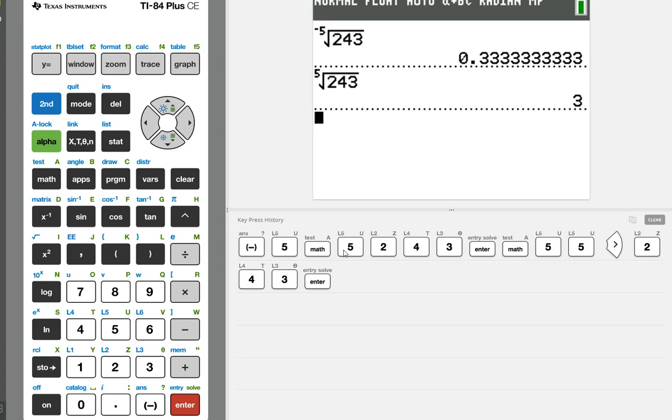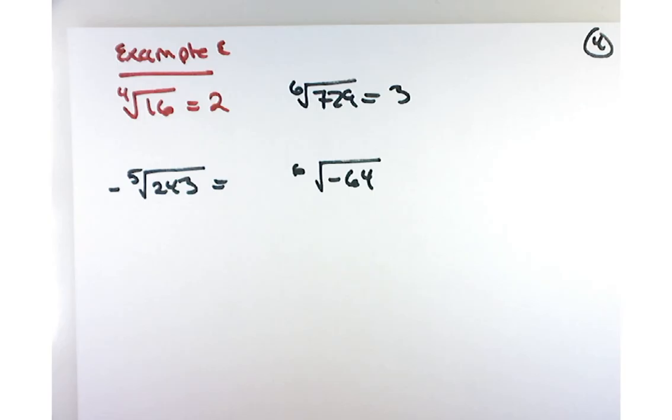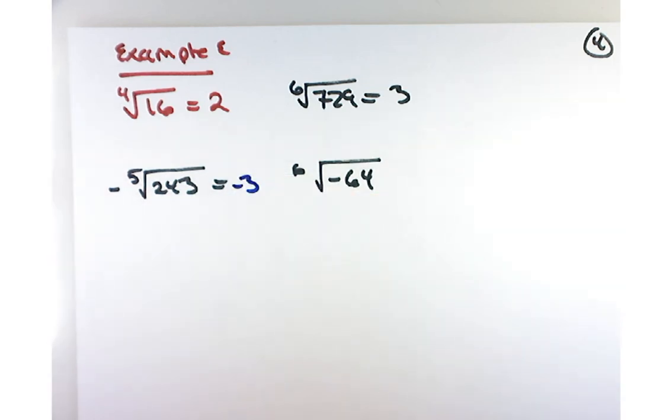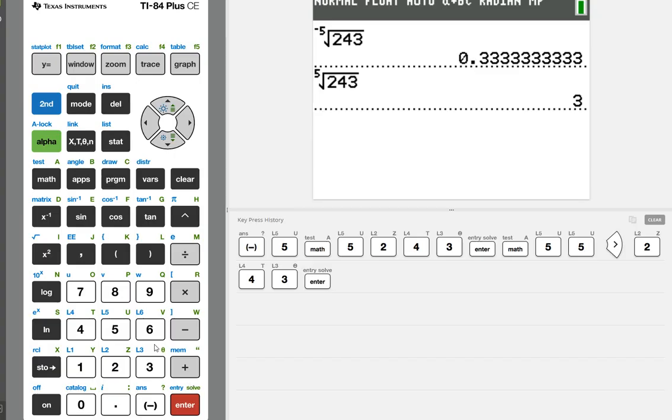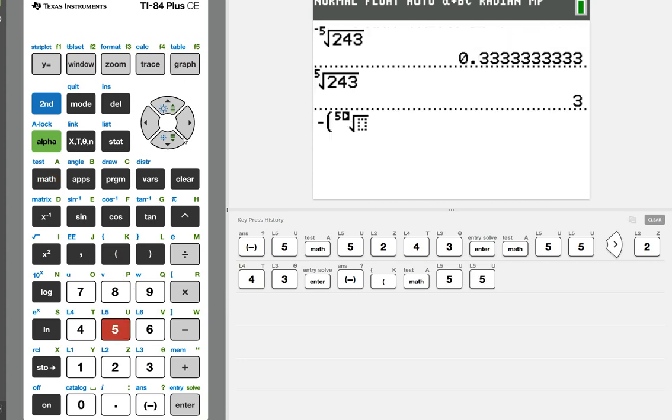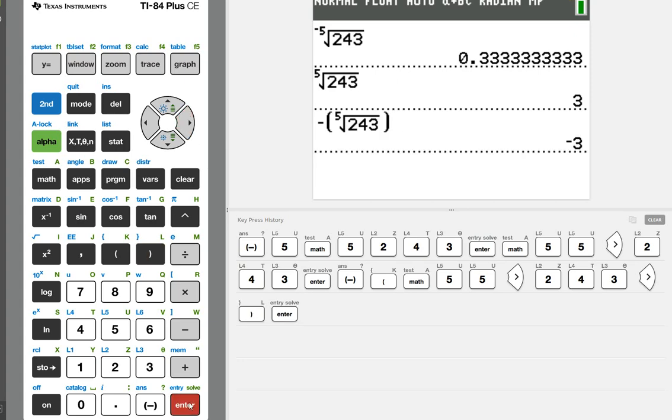And then remember, I got a negative out front. That's going to be a negative 3. Nothing wrong with that way. Quick question: could you put parentheses and put a -1 outside? You don't even need to put the -1. You just put a negative outside in parentheses and then do your 5th root stuff. So 5th root of 243, and that'll work just fine. So exit this, close your parenthesis, and perfect.